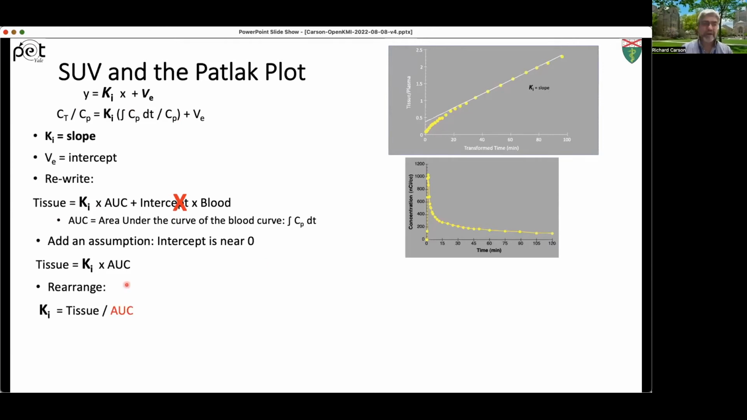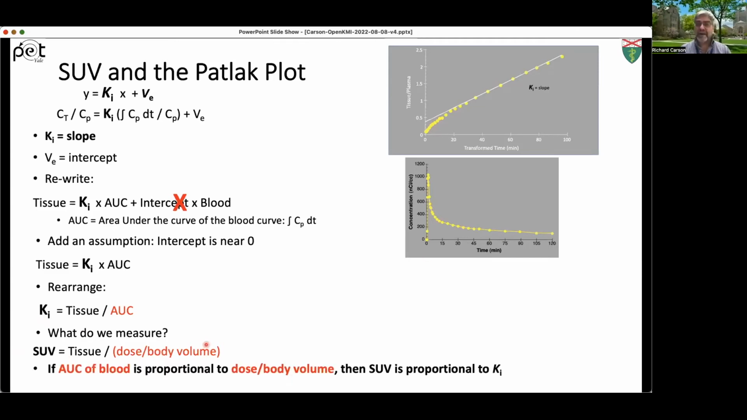Let me rearrange. The Ki, the thing we like, is approximately equal to the tissue over the area under the curve of the plasma. But what do we measure? We measure SUV. Well, that's the same numerator, the tissue concentration. The denominator is different. We normalize it to the injected dose per body weight, body volume, perhaps lean body mass. So the SUV is in good agreement if these two things in red are in agreement.